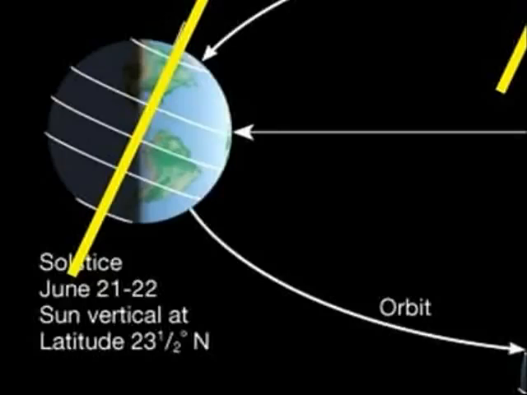That makes the Tropic of Cancer Earth's solar declination on June 21st. Remember, the solar declination is just the latitude at which the sun is directly overhead.